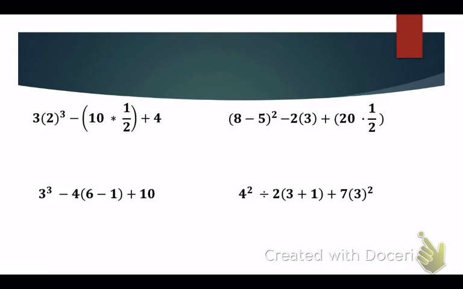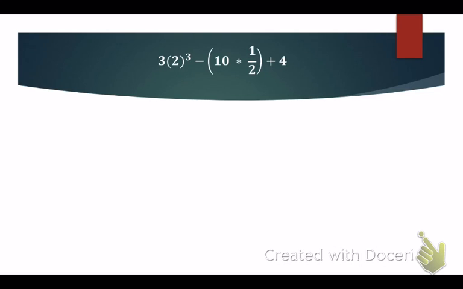Alright, ladies and gentlemen, we are back. At this time, we are going to go over a couple of these answers. You're going to check those by looking through your work. We're going to start with the first one. The first one is 3 times 2 cubed minus 10 times 1/2 plus 4.